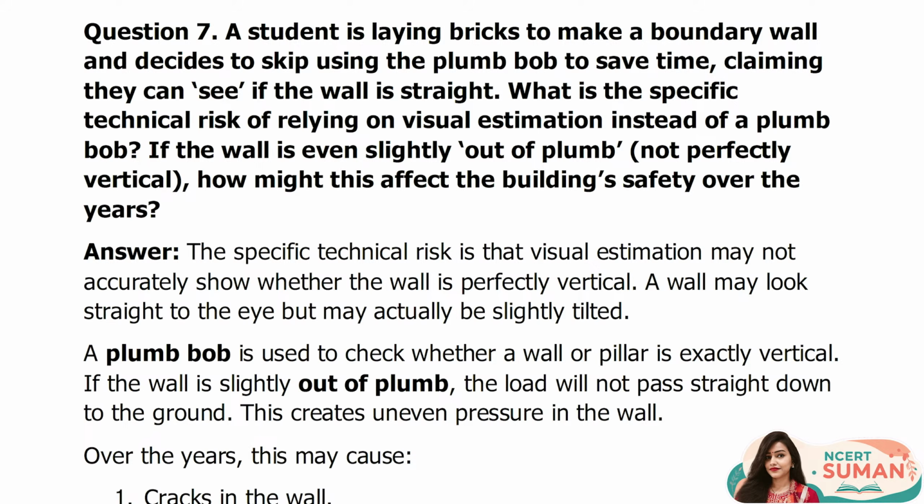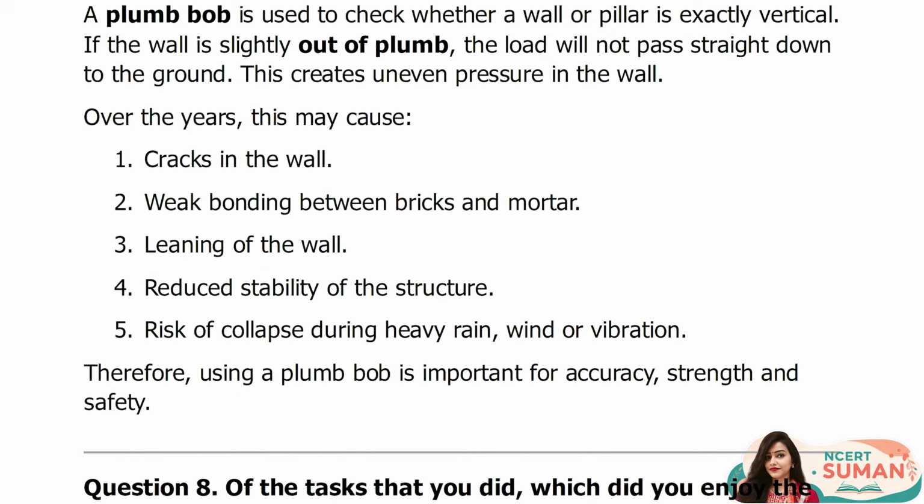vertical. A wall may look straight to the eye but may actually be slightly tilted. A plumb bob is used to check whether a wall or pillar is exactly vertical. If the wall is slightly out of plumb, the load will not pass straight down to the ground. This creates uneven pressure in the wall. Over the years, this may cause 1. Cracks in the wall.